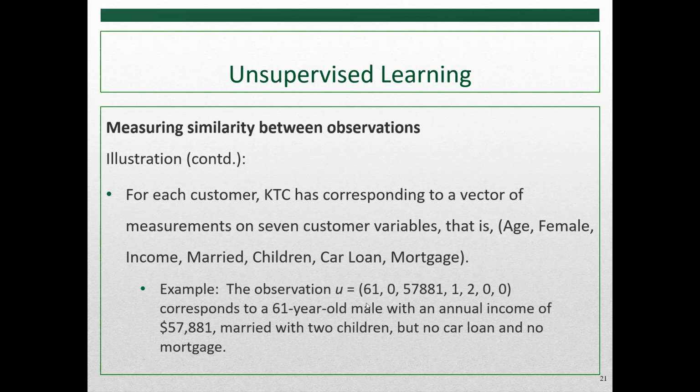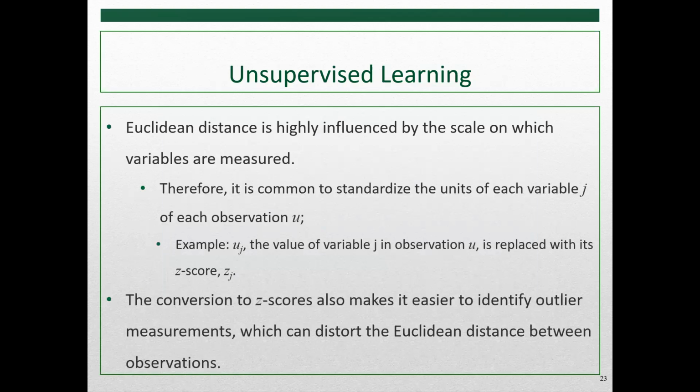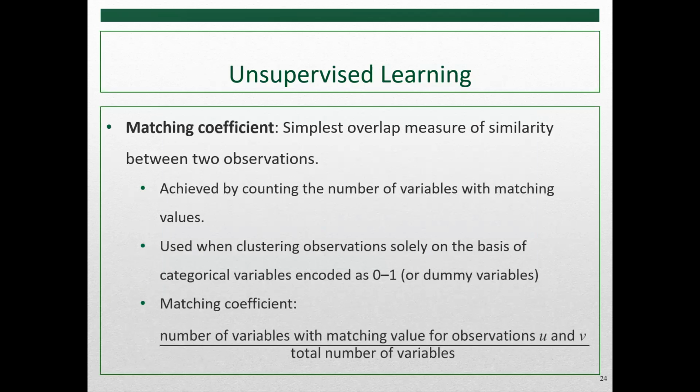So if another observation is 60, 0, 60,000, 0, 3, and 0 and 0, then you can calculate those differences and look at the absolute value and consider the rectilinear, or the differences that are squared and the square root of all the summation to calculate the distance. So sometimes, as I said, everything can be dummy.